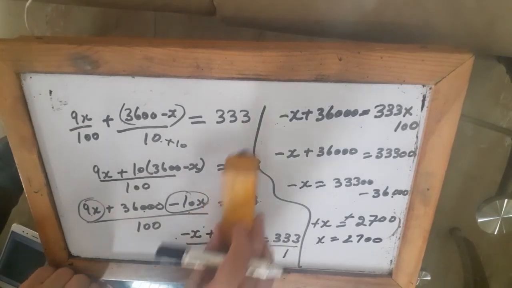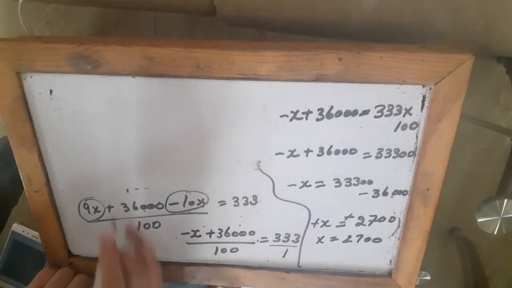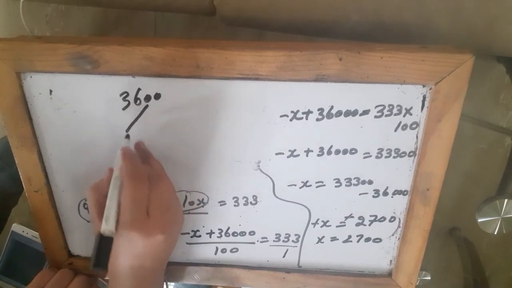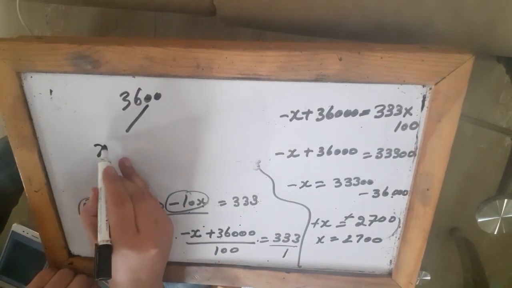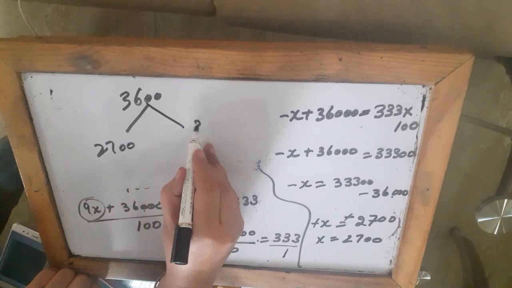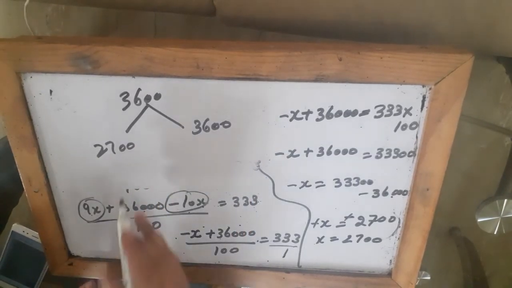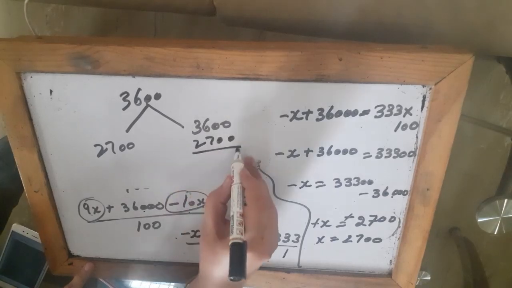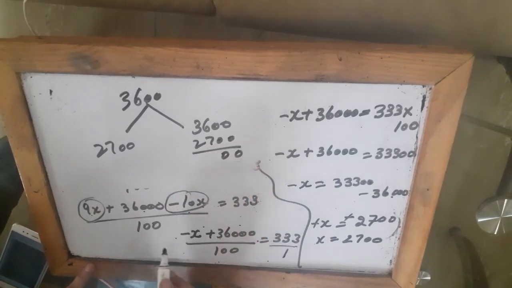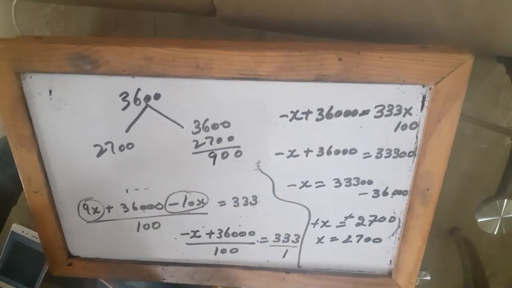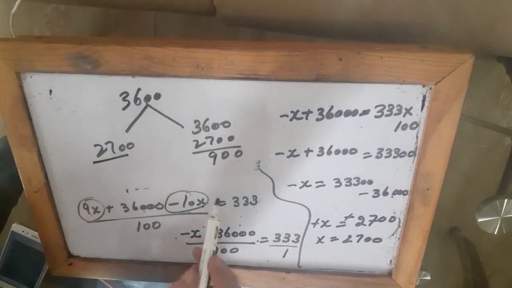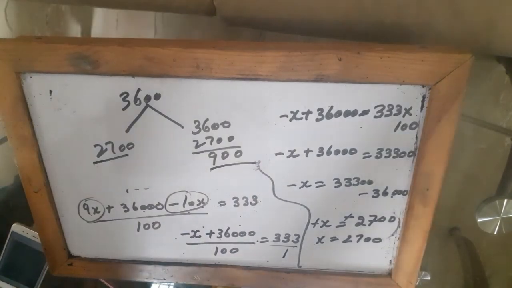So what are the two parts now? 36,000 ka two parts. If one part was x, that is 2700. What is the next part? It is 3600 minus x, or minus 2700, and it will be 900. So the first part is 2700, second part is 900.